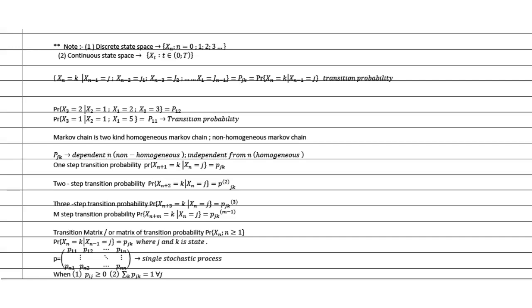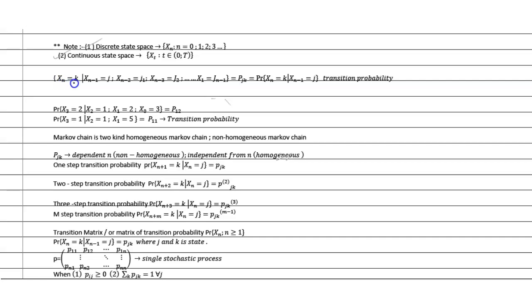Important note: there are two types of state space. One is discrete, and another is continuous state space.